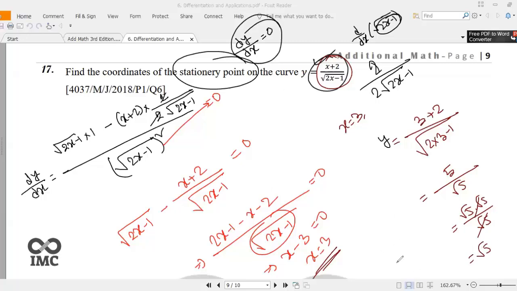So what are the coordinates of the stationary point? The answer will be (3, root over 5).